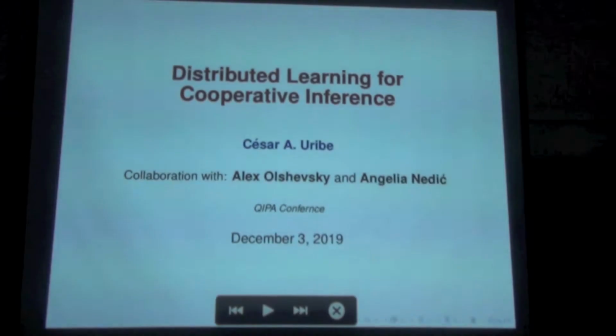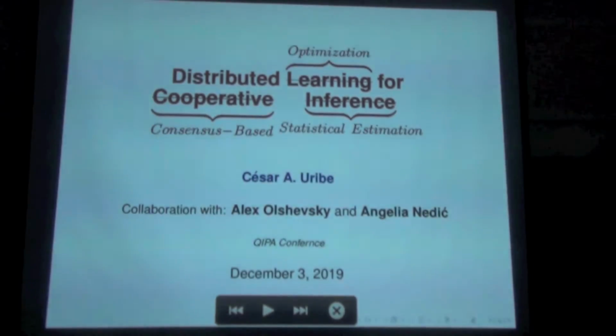So first of all, the real meaning of these words. Distributed, we already understood what it is. Learning, of course, is optimization. Cooperative is consensus-based, and inference is statistical estimation. So this talk is really about distributed optimization for consensus-based statistical estimation.